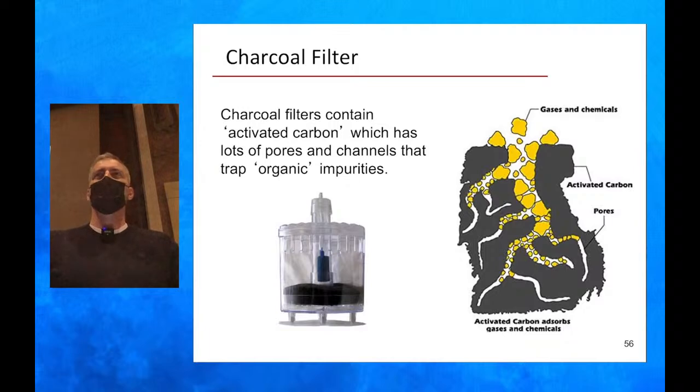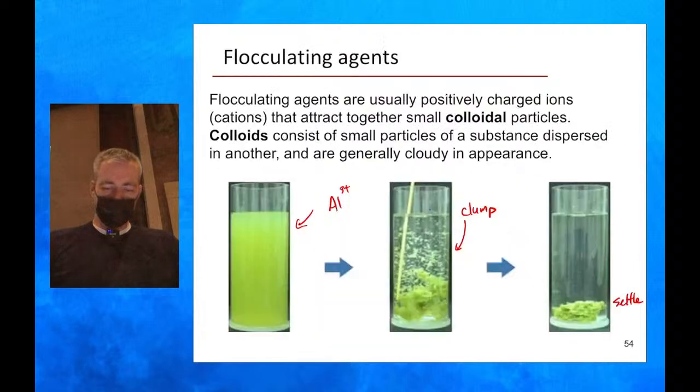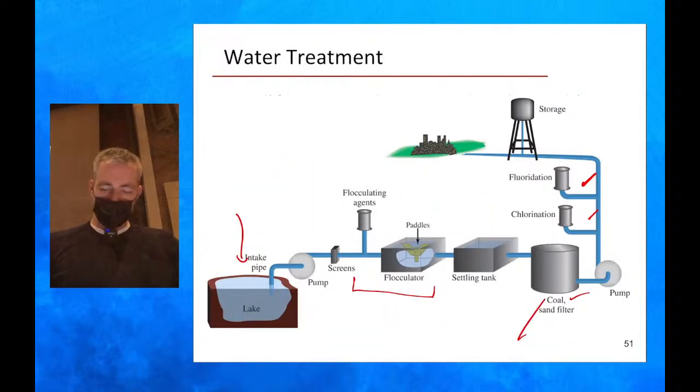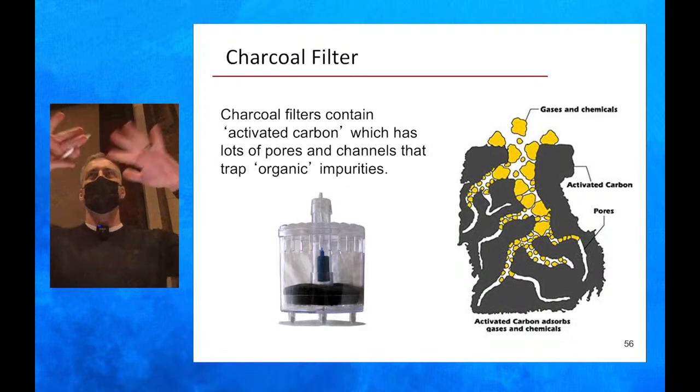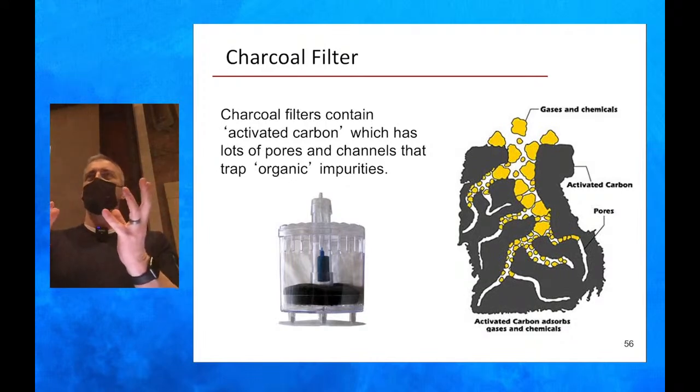So what we do is we take the water and run it through a charcoal filter. You can see over here, this is the coal, charcoal, and sand mixture. So we run the water through that. Now charcoal has a very interesting feature. We sometimes call it activated carbon. It's little black chunks of pure elemental carbon, but it has all these cracks that run deep into the little pieces.